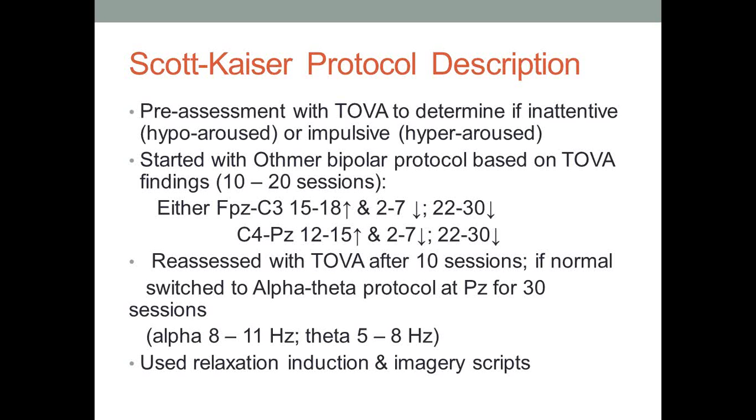Coming back to the Scott Kaiser protocol description, I guess I should have gone to the next page, and I would have seen it here. The pre-assessment with TOVA determined if the client was inattentive, hypoaroused, or impulsive, hyperaroused. They started with bipolar protocols based on the TOVA findings. They did not use quantitative EEGs. Either FPZ to C3, 15 to 18 up, 2 to 7, or a C4 PZ, 12 to 15 up, 2 to 7, 22 to 30 down.